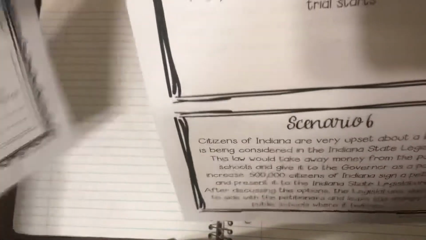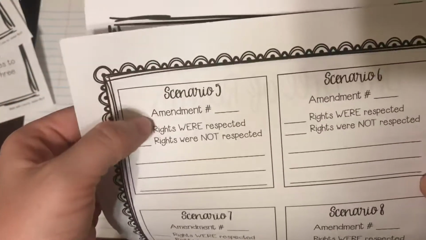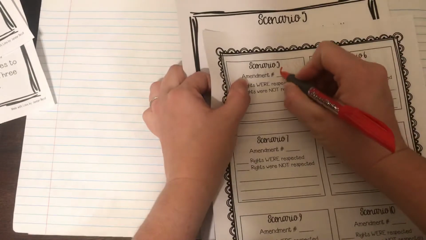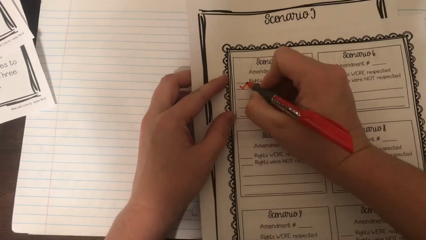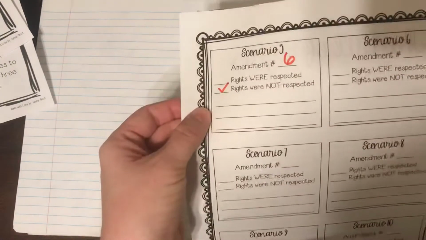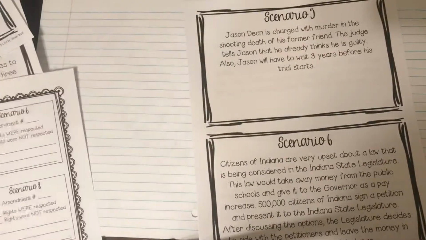No. And so if I look at scenario 5, I'm going to write Amendment 6 is represented here. Were their rights respected in this case? No. He needs the right to a speedy trial. Okay, 6.